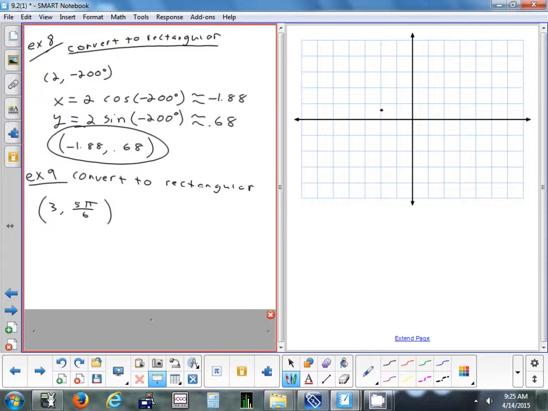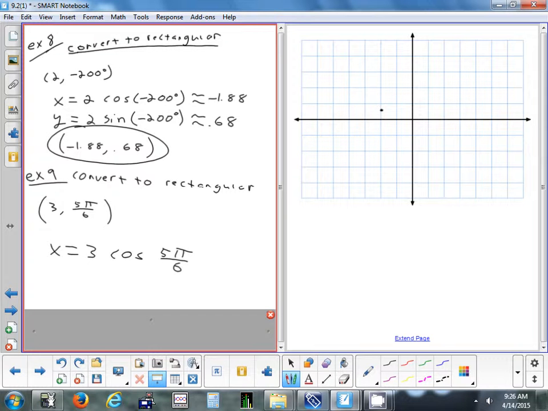All right, this one. I would expect to get at least a nice answer for one of my coordinates, one of my x or y values, because 5 pi over 6 is a nice angle. It's 150. Okay, it's a multiple of 30. I wouldn't even bother changing it to degrees, though. Just change your calculator to radians and let the calculator figure it out.